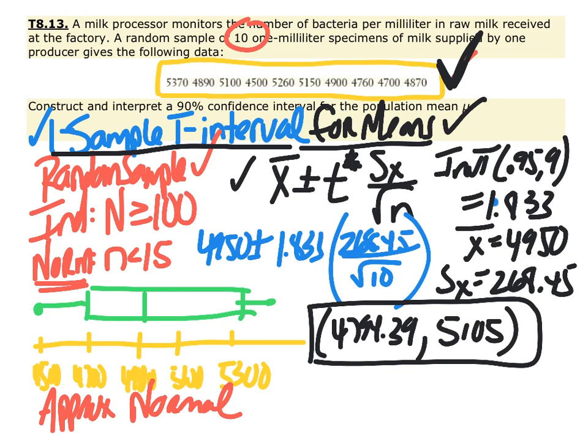To do our conclude, I'm just going to say this and not write it. I would say and write, we are 90% confident that the interval between this value and this value will capture the true population mean of the number of bacteria per milliliter in raw milk received at this factory. And you would get full credit for that.